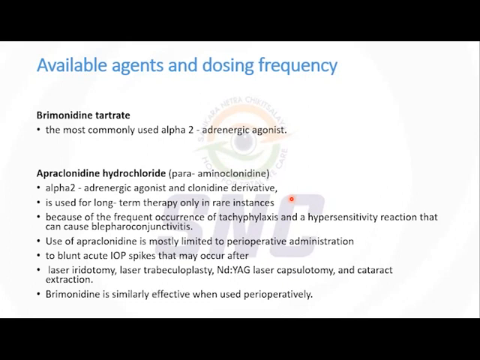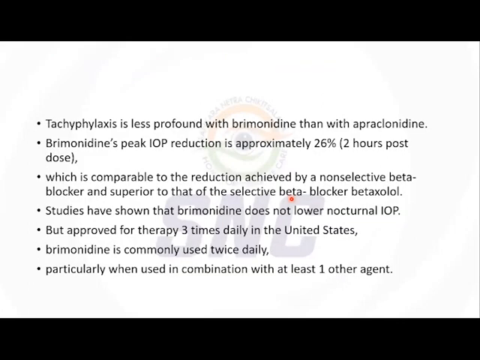To blunt acute IOP spikes that may occur after laser iridotomy, laser trabeculoplasty, YAG laser capsulotomy, and cataract extraction. Brimonidine also has a similar effect when used perioperatively. Tachyphylaxis is less profound with brimonidine than with apraclonidine. Brimonidine's peak IOP reduction is approximately 26%, at 2 hours post-dose, which is comparable to the reduction achieved by non-selective beta blockers and superior to that of the selective beta blocker betaxolol.